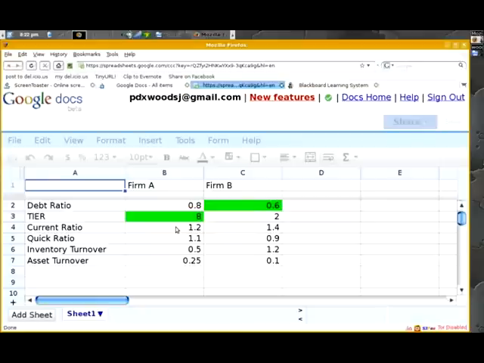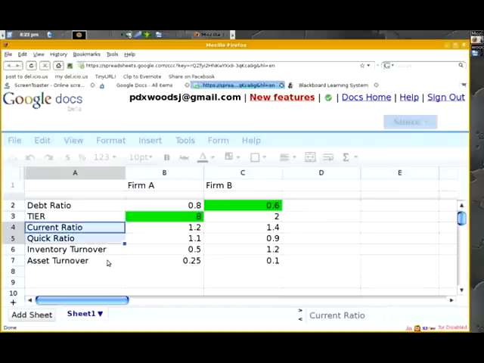Continue with the example, and the next thing we'll talk about is going to be sufficiency of working capital. Remember, working capital is supposed to be the difference between current assets and current liabilities, but looking at a difference is not very scalable, and that's why we ended up with a couple of different ratio measures. We have two ratio measures here of sufficiency of working capital, which are the current ratio and the quick ratio.